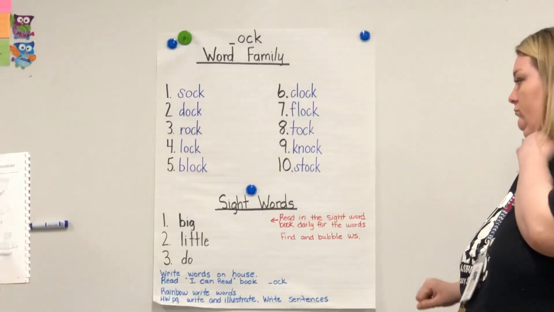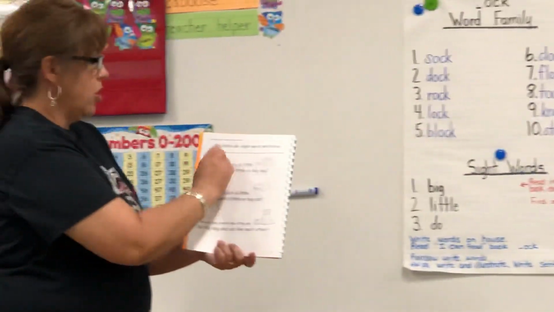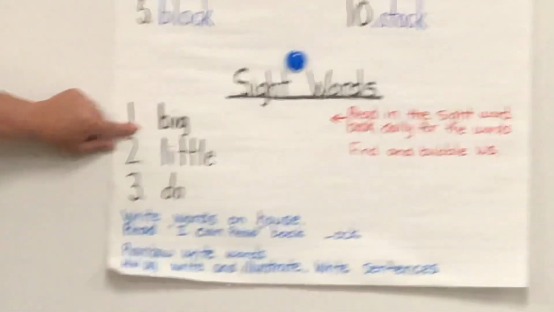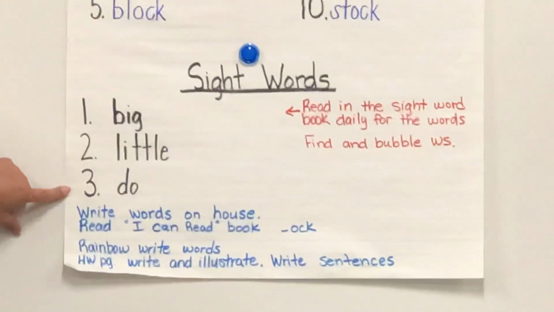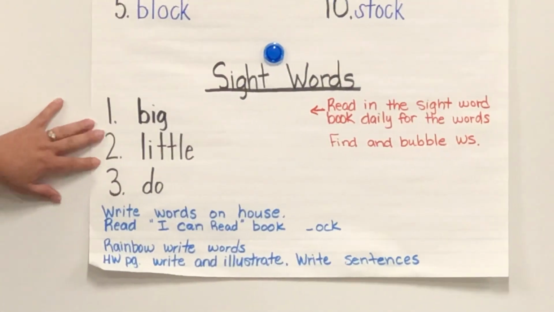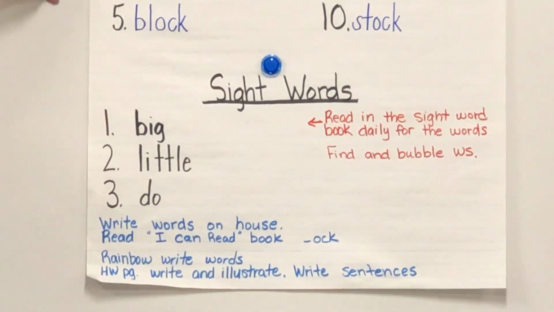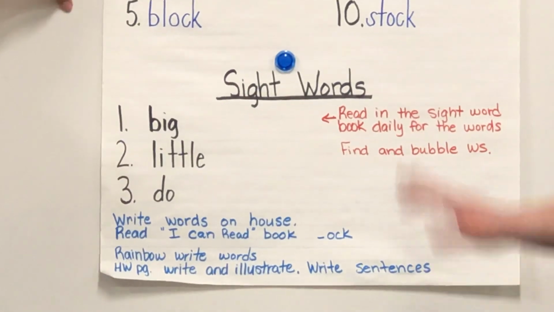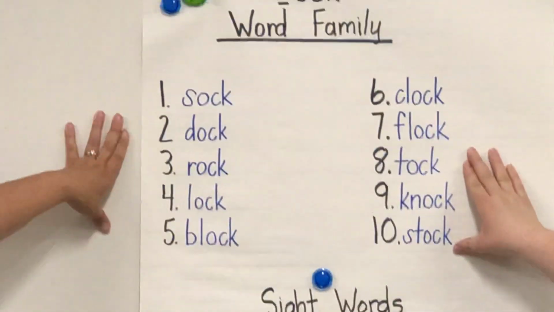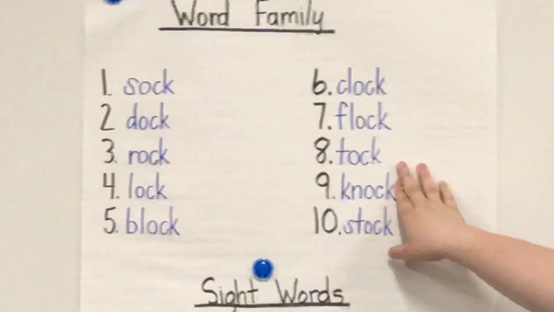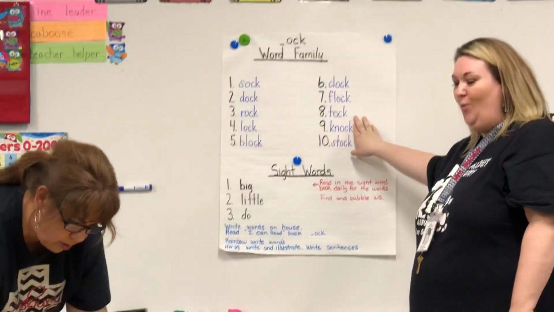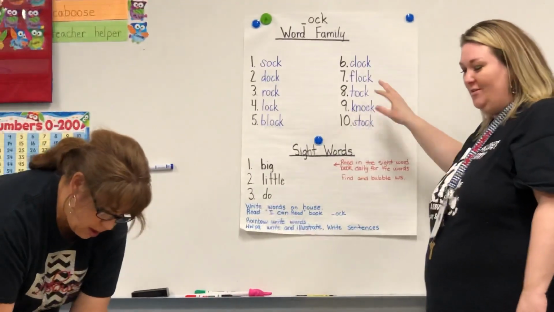And every night I do want you to be reading this page. So your 3 sight words that you're gonna have are big, little, and do, okay? So write these 3 words along with your spelling words on your word family house. And they'll also get their favorite booklet that they do when they come see me on Tuesdays, that they put in order. There's the little booklet.